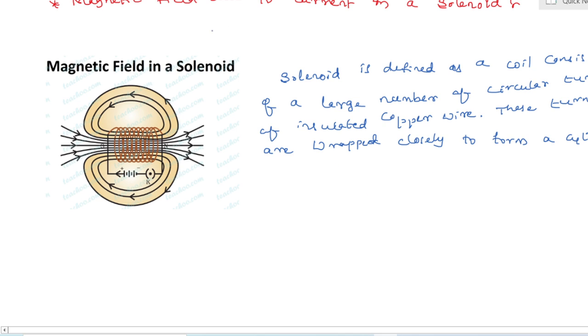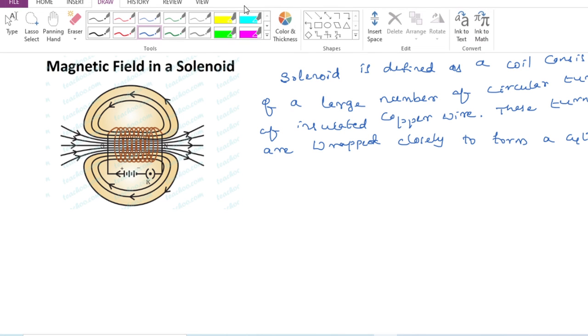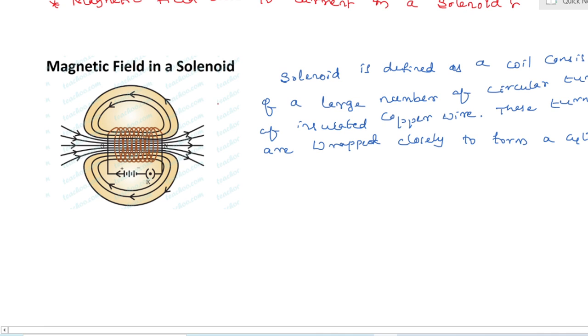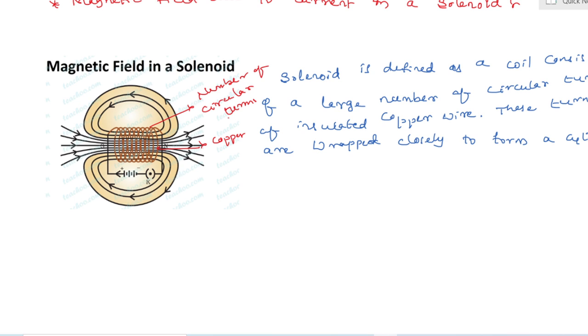Yes, my dear students, observe the figure here. Solenoid is defined as what? A coil consisting of a number of circular turns. Yes, it is a copper wire. Which wire? Copper wire. Copper wire is wrapped closely to form a cylinder. It is termed as what? A solenoid. The field lines around a current carrying solenoid are similar to those produced by a bar magnet.